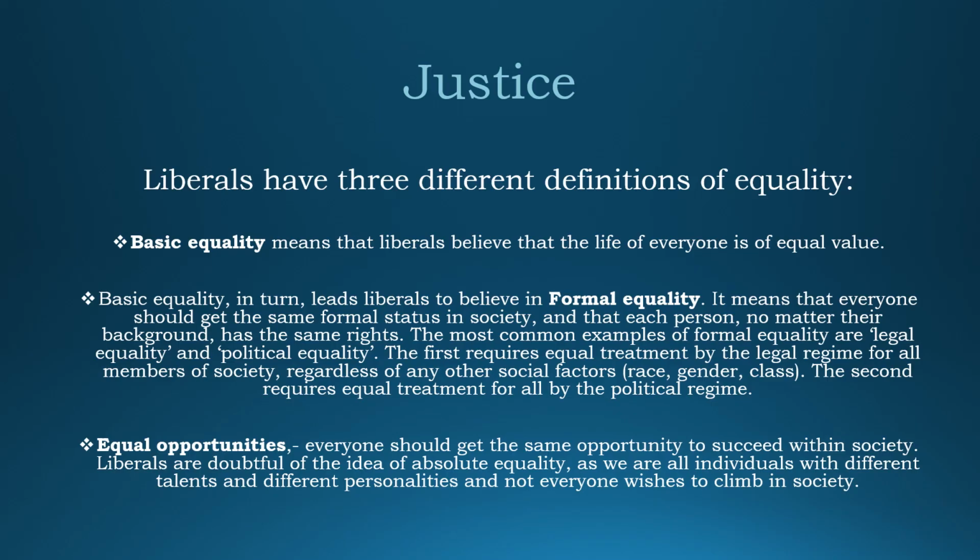The first requires equal treatment by the legal regime for all members of society regardless of social factors, and the second requires equal treatment for all by the political regime, for example by giving the same voting rights or ensuring that all votes are of equal value. Thirdly, liberals emphasize equal opportunities, namely that everyone should get the same opportunity to succeed within society. This does not mean that liberals believe in absolute equality, but they do believe that people have to have the same starting point.